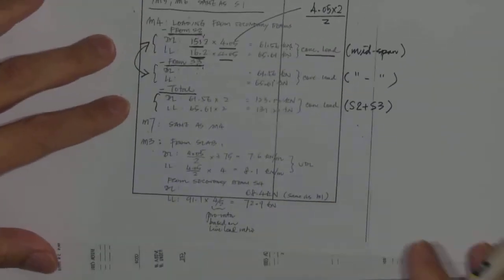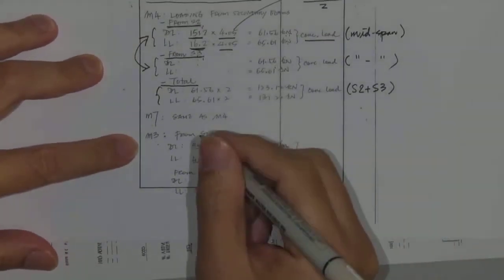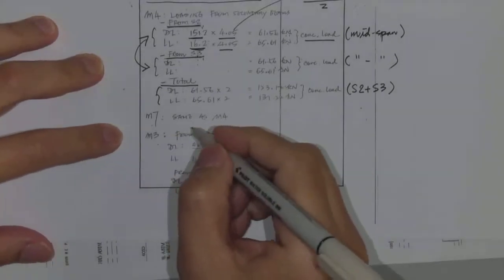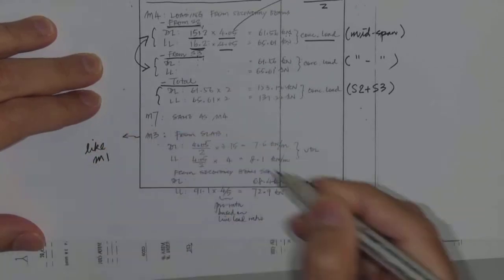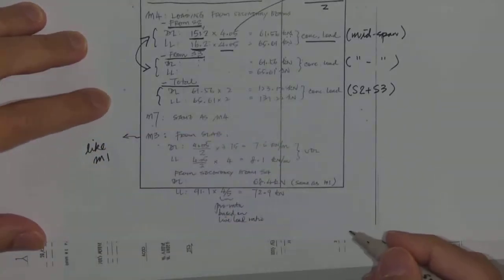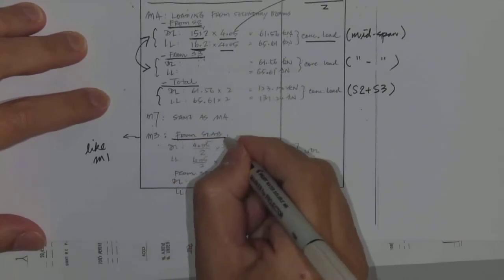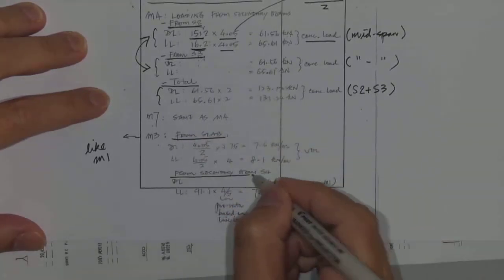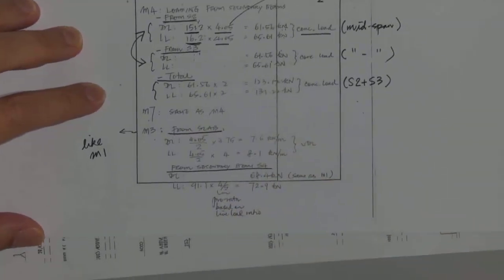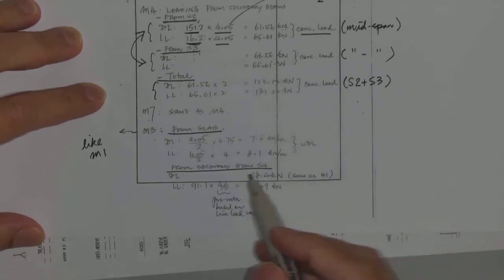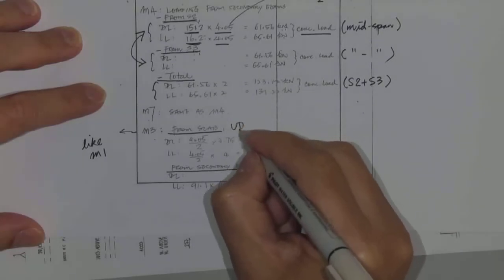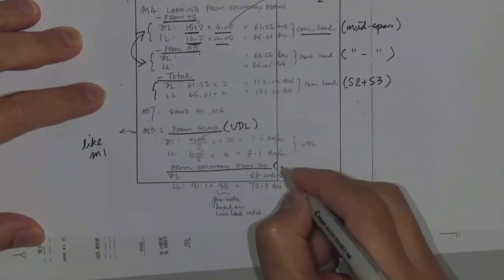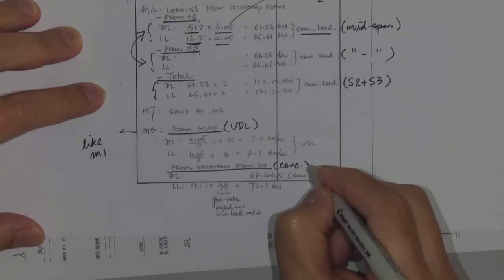So if you look at the calculation, exactly the same procedure as M1, very similar to M1, separate from slab, from secondary beam S4. Separate them, don't add them together, they're different. This is distributed, this is concentrated. So this is a UDL, this is a concentrated load.